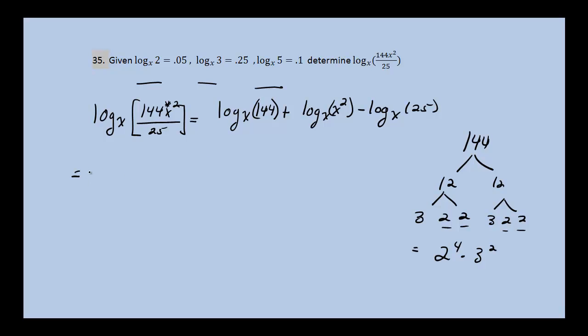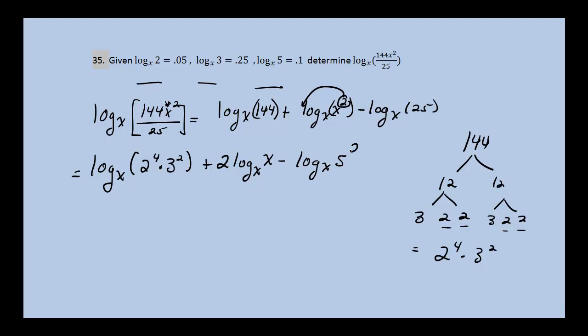So here I can split this up, or I'm actually just going to rewrite it at the beginning. Log base x of 2 to the 4th times 3 squared. Notice I'm multiplying my arguments, so I can split them up as the sum of two logs. This will still be plus. I'm going to bring this exponent out as a coefficient. So I'm going to have log base x of x, and I'm going to rewrite 25 in terms of log base x of 5 squared. So I hope some of you are recognizing at this point log base x of x is equal to a value of 1. I'm sure that's screaming at us.